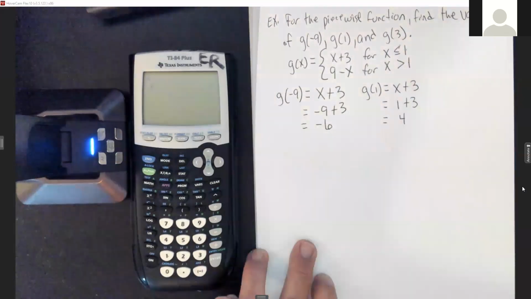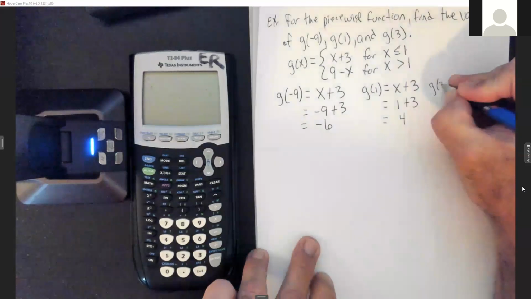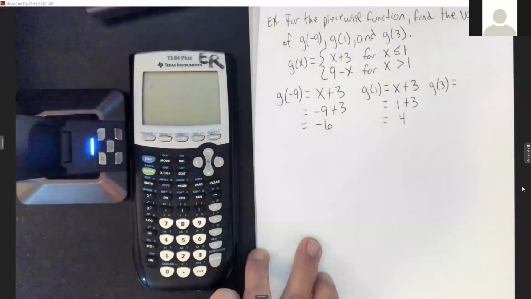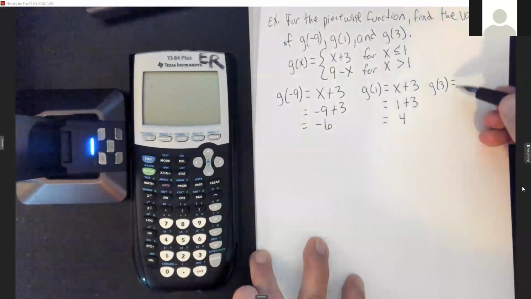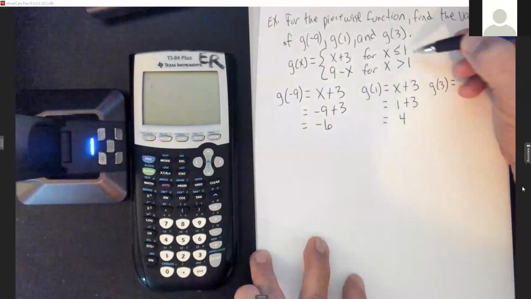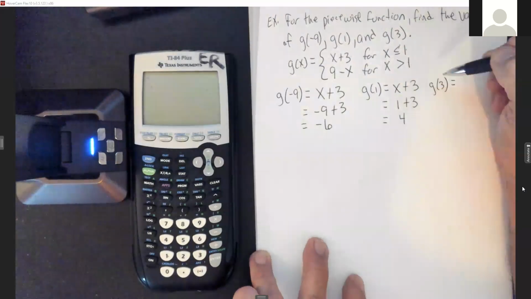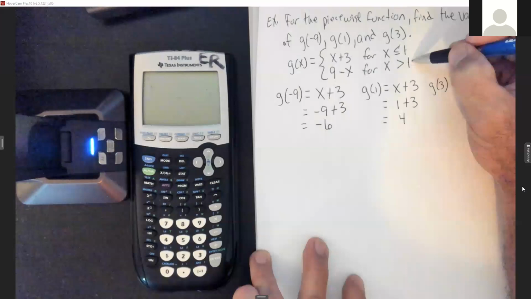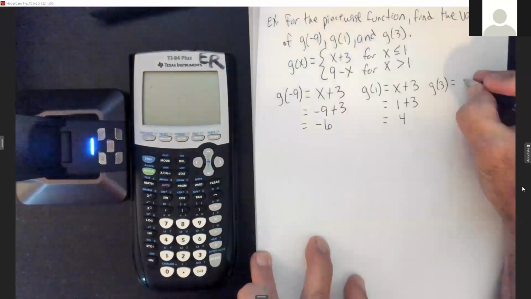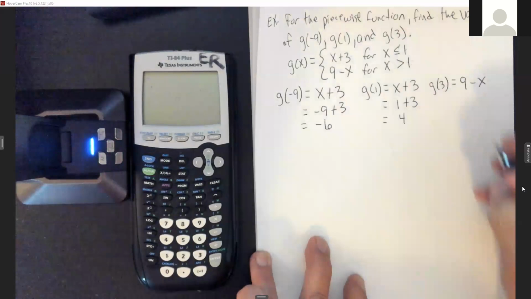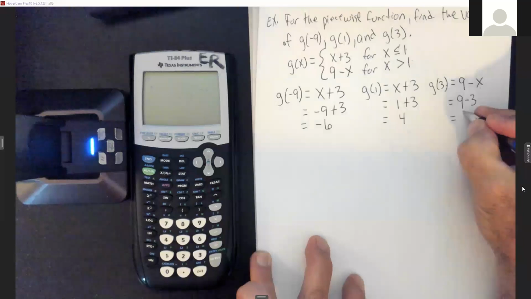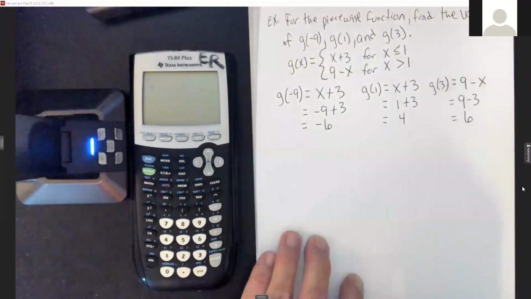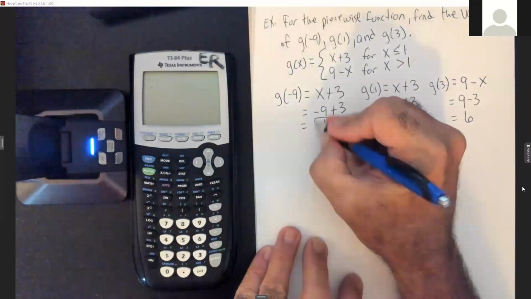And then finally was what? G of 3. So g of 3, we've got to find out, is 3 less than or equal to 1, or is 3 greater than 1? So this time 3 is greater than 1, so I'm going to use this equation, 9 minus x. In place of the x, we put our 3, so we get 9 minus 3, which will give us positive 6. So it'll come by and want you to put in those 3 answers.